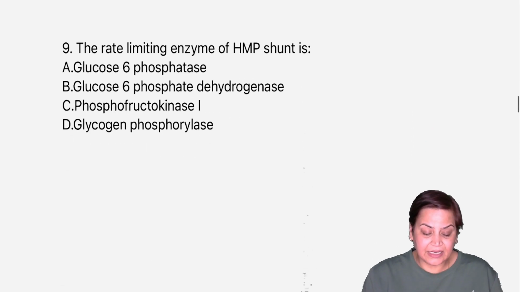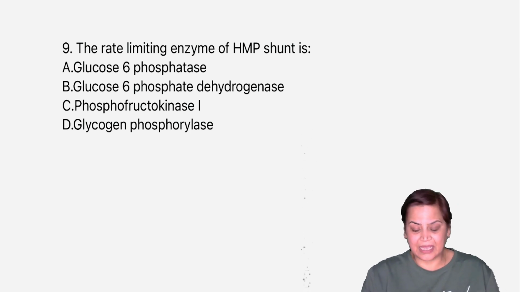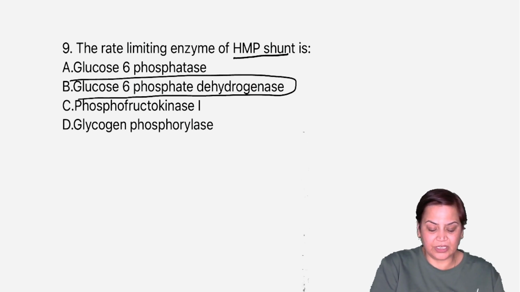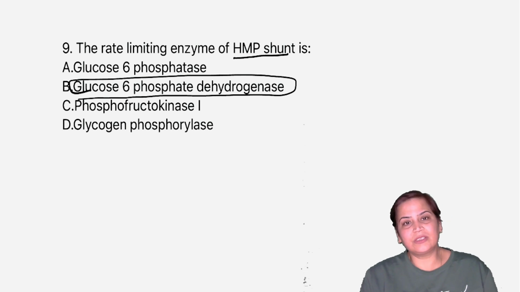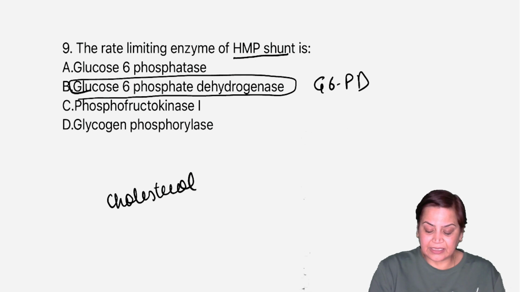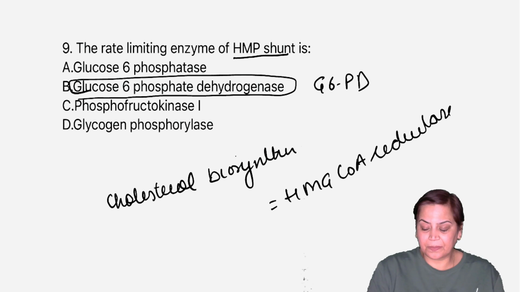Then the rate limiting enzyme of HMP shunt. Now again, rate limiting enzyme, if we talk about HMP shunt, it is glucose 6-phosphate dehydrogenase. In my videos, I have clearly mentioned, if you see HMP shunt, it is G6PD. If we talk about cholesterol biosynthesis, the rate limiting enzyme of cholesterol biosynthesis is HMG CoA reductase. So the answer will be B.